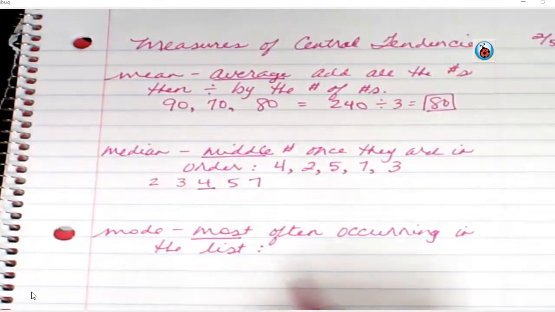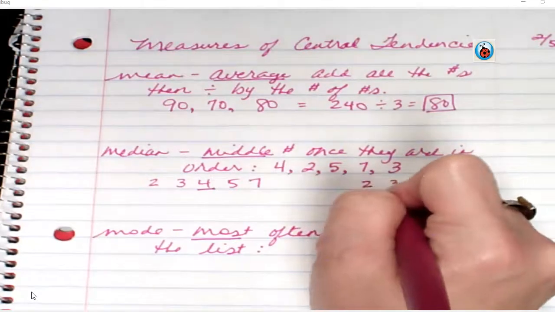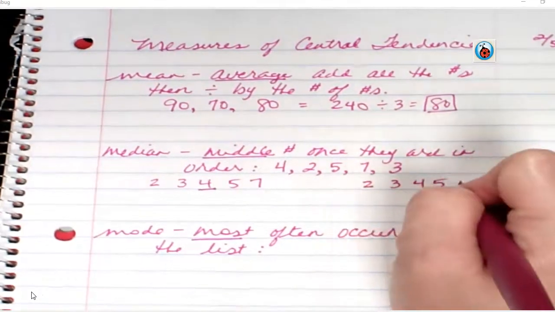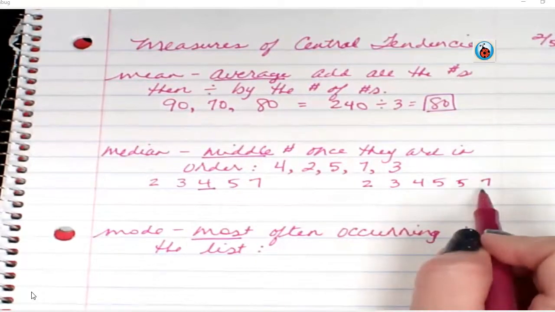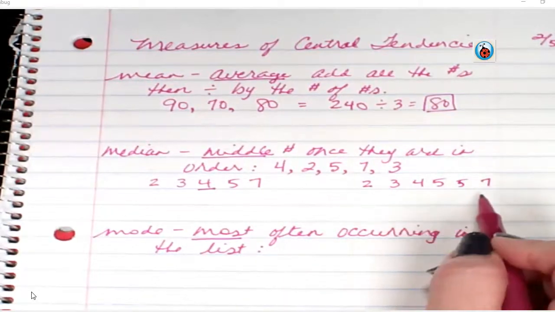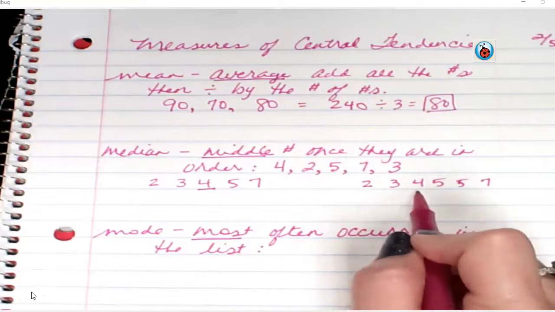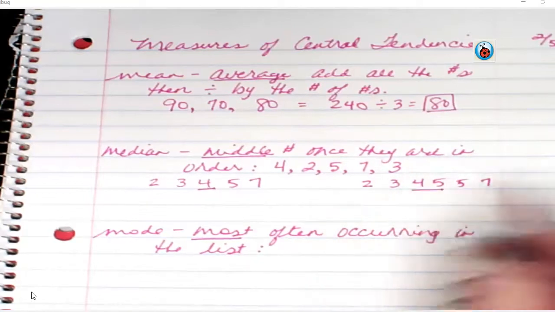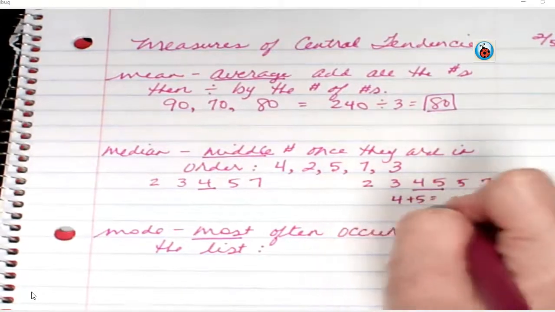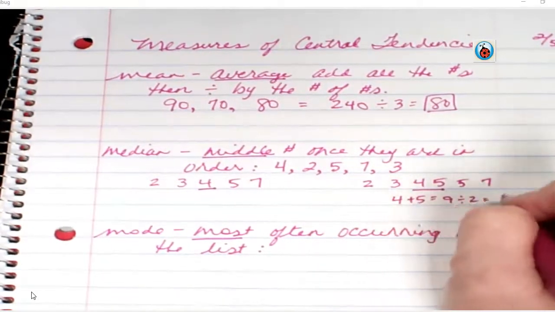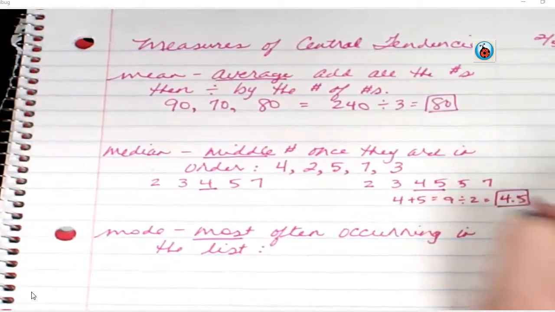If I took that same set of numbers, but let's say this time I had 2 5s. So now I have 6 numbers. When there's an even number of numbers, you find the middle, and you take their average. So I would say 4 plus 5 is 9, divided by 2, and the average is 4.5.